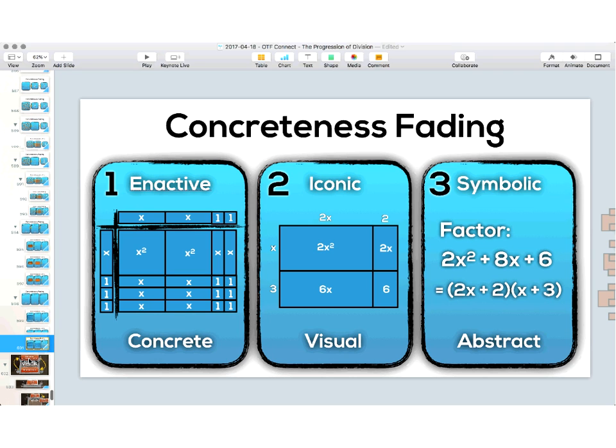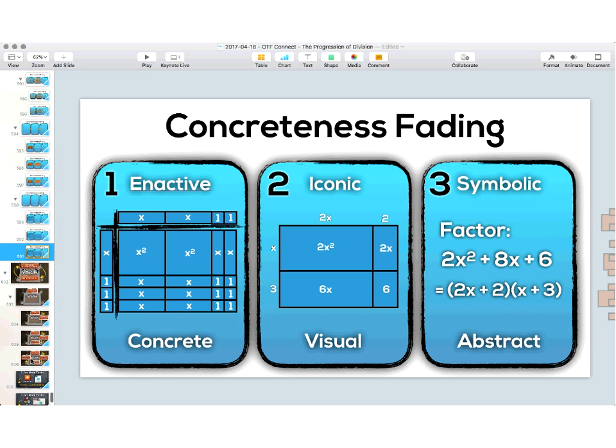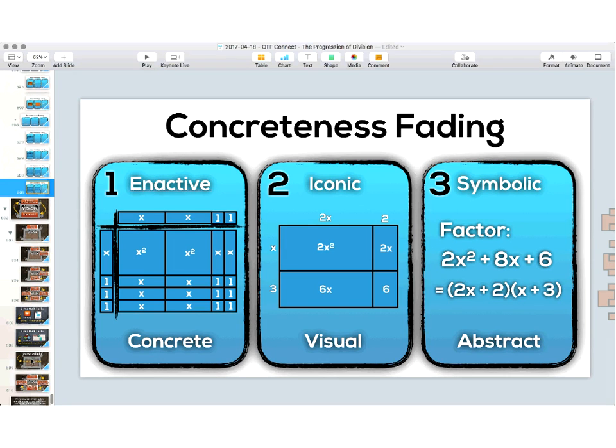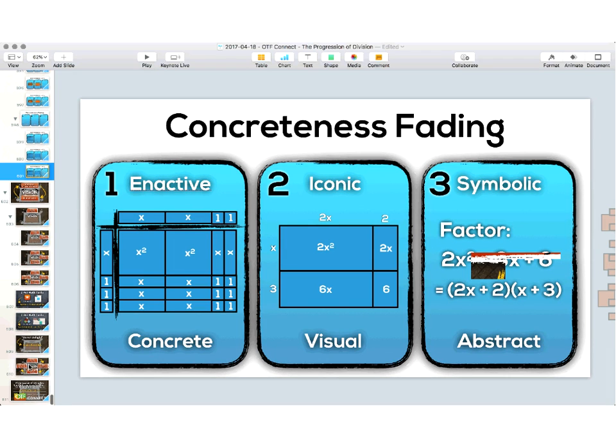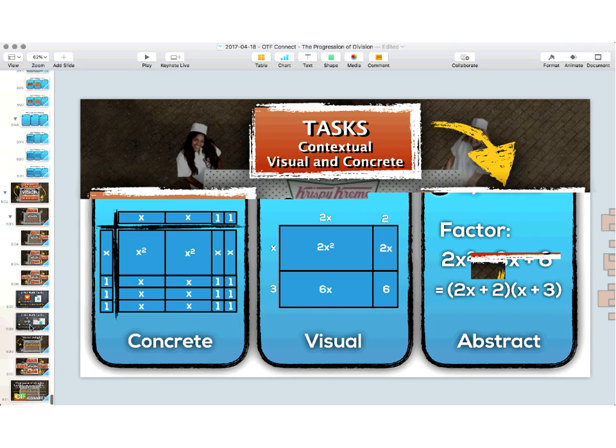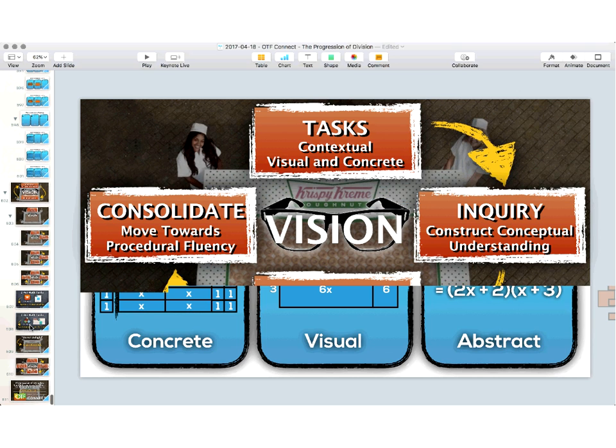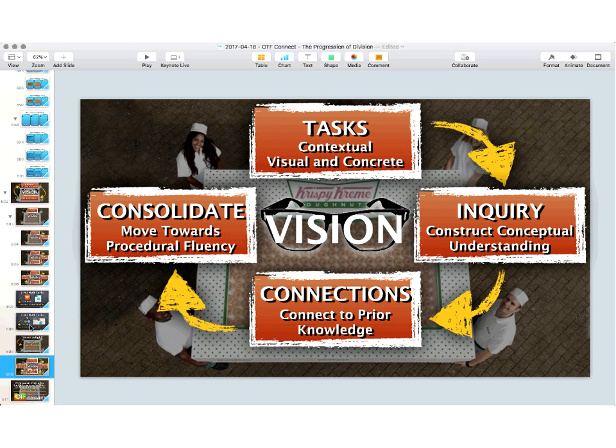So we're getting cut off here. It's about 9 o'clock, so I wanted to give you a little summary of what we're trying to achieve today. Basically, as I do every time, I want to start with a task. I want to make it contextual, visual, and concrete. I want to let you use inquiry. I want you to build conceptual understanding, make some connections to your prior knowledge, and extend it and consolidate towards those procedural fluency and algorithms.